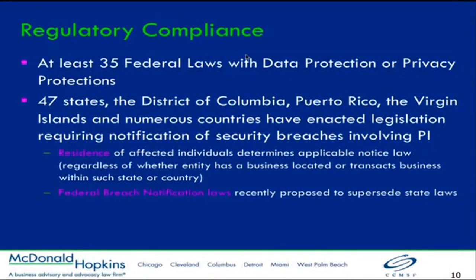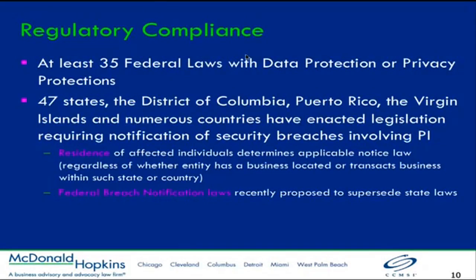So for example, if you had 1 million customers and they were spread out all over the country or all over the world, and you had a data breach or an incident, we would have to look at all of the residents. Where do they reside? Every state of residence, countries, etc. So we've had many small breaches that may involve 120 people, but we've had to look to and apply the law of 30 or 40 different states.